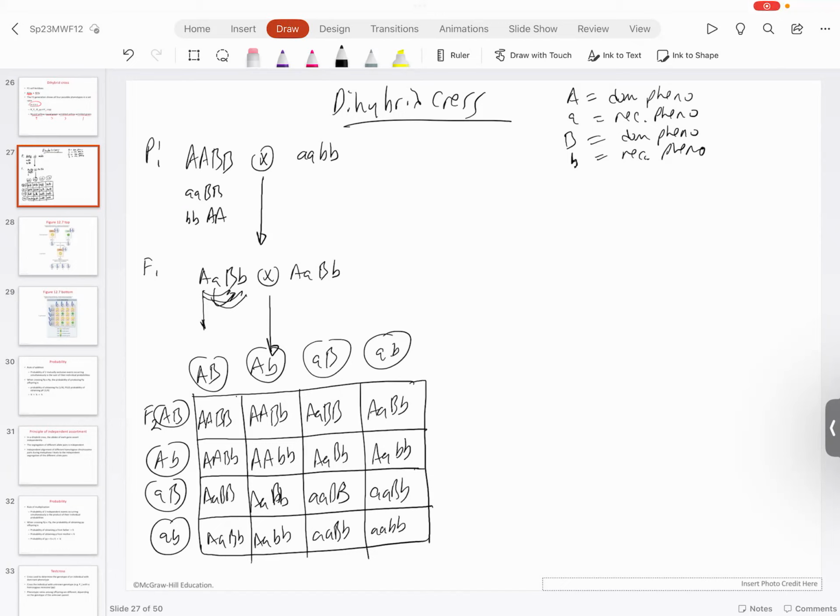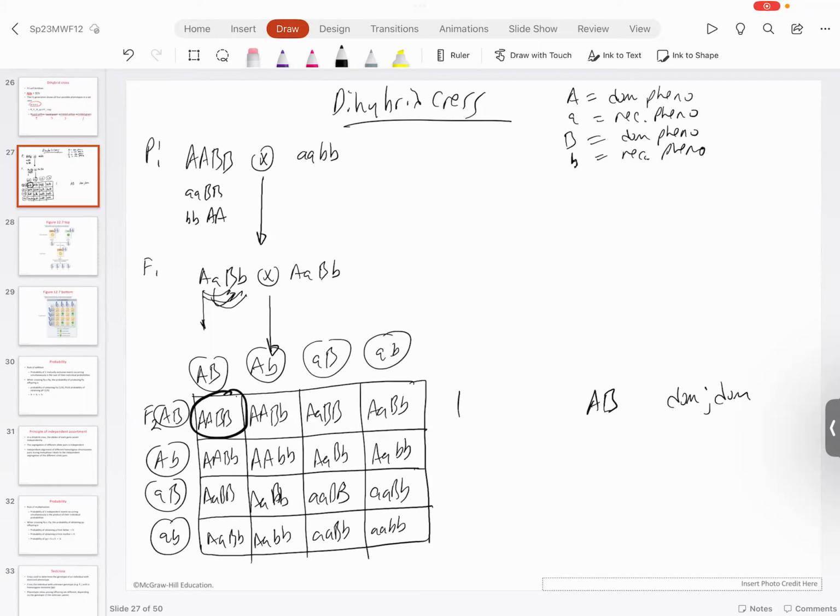Okay, so first of all, remember we got A, which is a dominant phenotype, and B, which is a dominant phenotype, that is capital A and capital B. So if I take a look at this guy right here, what's his phenotype? So it's going to be homozygous dominant in both cases, right? So it's going to be dominant phenotype in A, dominant phenotype in B, right? So we're going to have a double dominant, dominant in both.